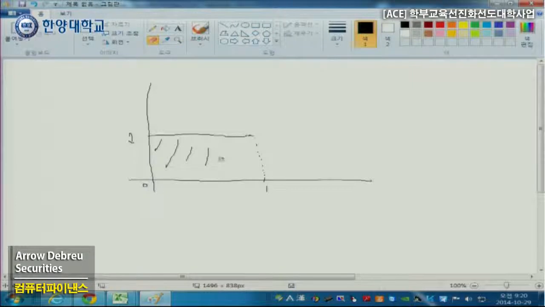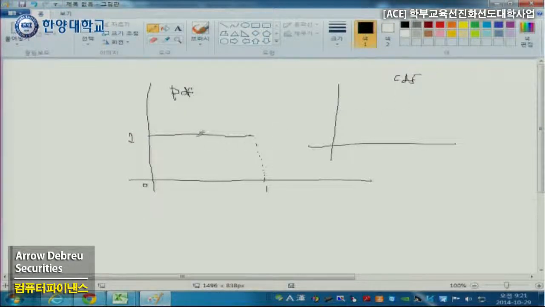Then what would be the cumulative density function for the uniform distribution? CDF, cumulative density function. What would it look like? Yes, exactly, cumulative. So let's think about it. So it's a PDF. This is the cumulative density function.